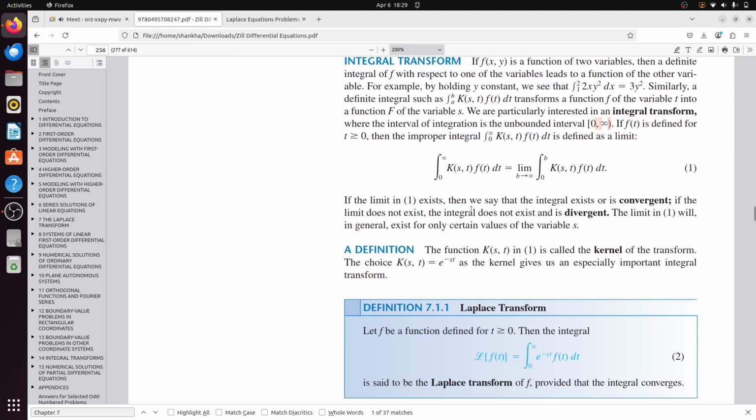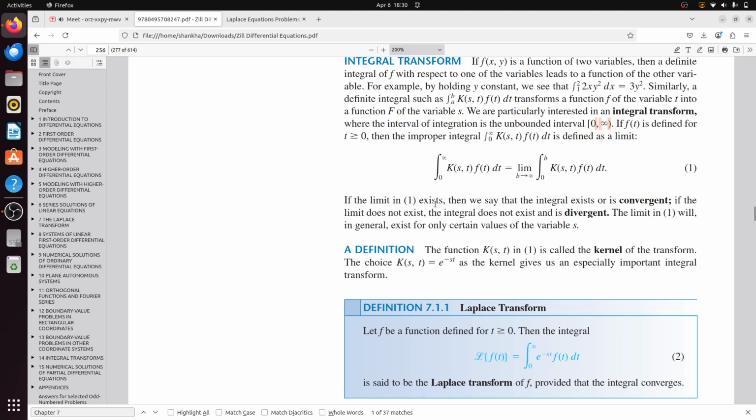If the limit exists, we call it convergent, and we know that these types of integrals are called improper integrals. Why improper integrals? Because there are two sorts of improper integrals. This is an improper integral of the first kind, because one of the limits is infinity, and we know that infinity is not a real number.